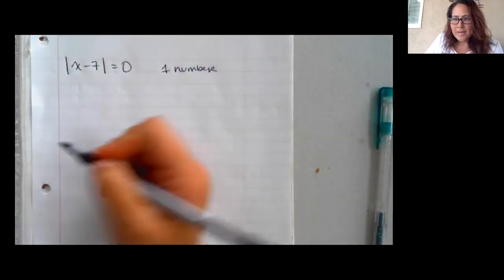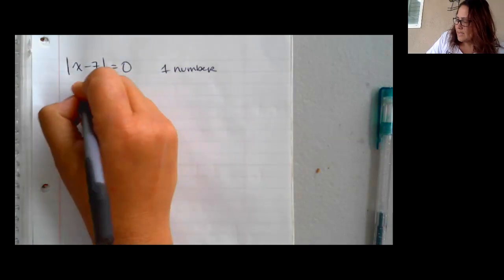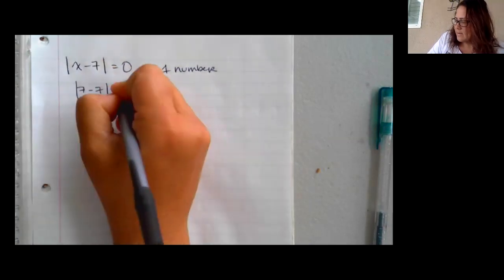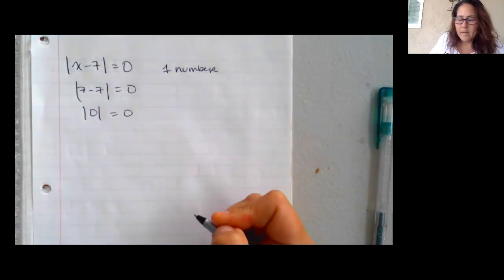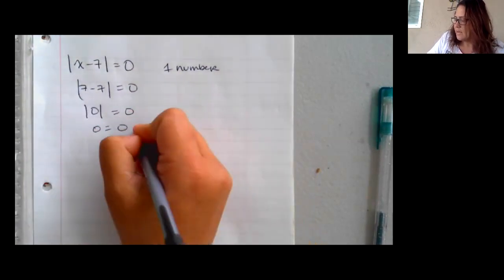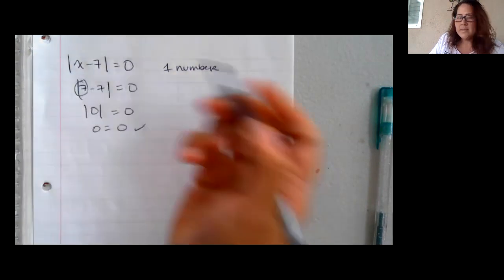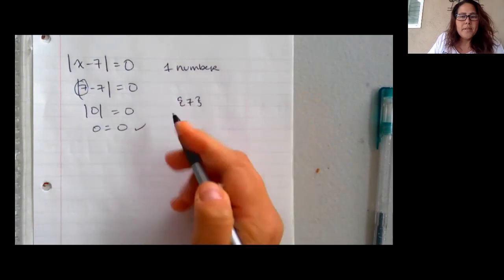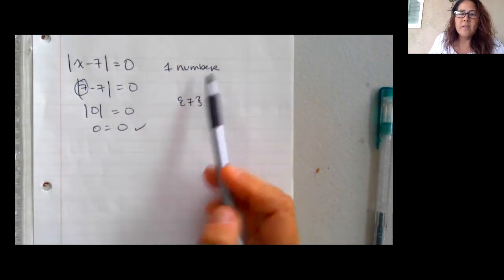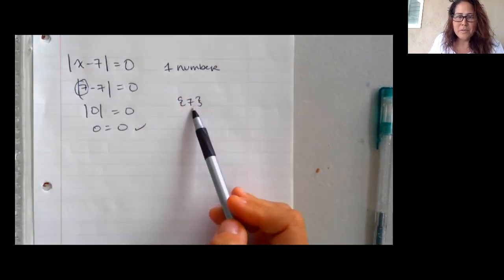Okay? And I know you guys can see it right away. It's going to be 7 minus 7 equals 0. The absolute value of 0 equals 0. Okay? 0 equals 0. So my answer is going to be 7. That's my solution. But just something to look at, that this is one of the exceptions to having two solutions.